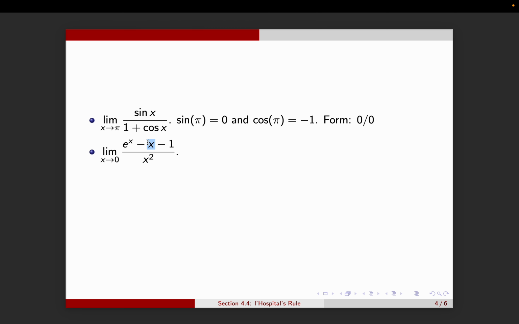Plug in a 0 there, it goes away. So you have 1 minus 1 over 0 squared, which is 0 over 0. This limit looks kind of funny, but let's take it as given. It's a fraction, natural log of x divided by 1 over x.